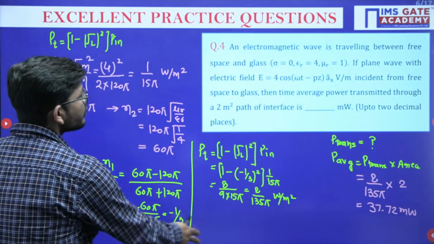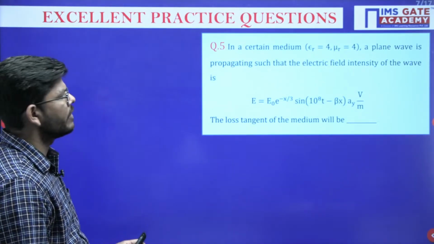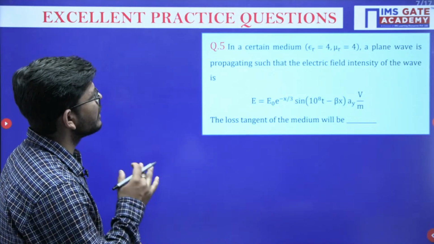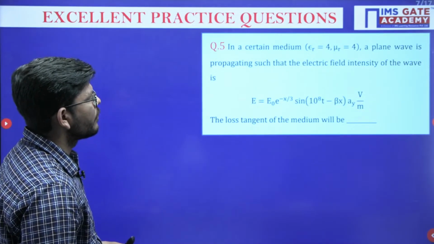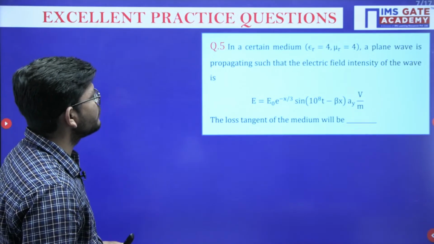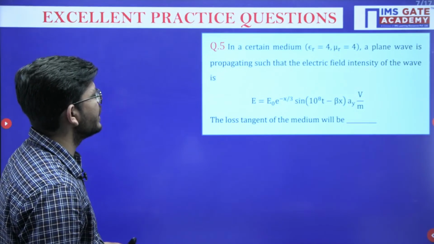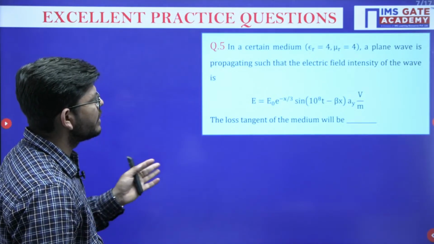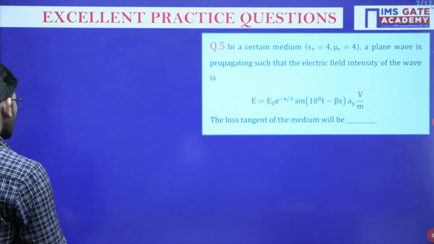Let me move to the next question, question number 5, and this is going to be a tricky one. What has been given here is that in a certain medium, epsilon r and mu r are 4. A plane wave is propagating such that the electric field intensity of the wave is given by this expression. What will be the loss tangent of the medium? So what we have to calculate?